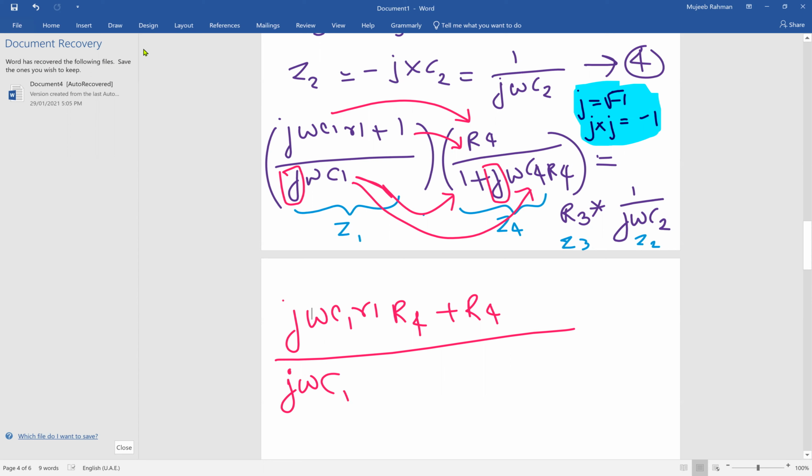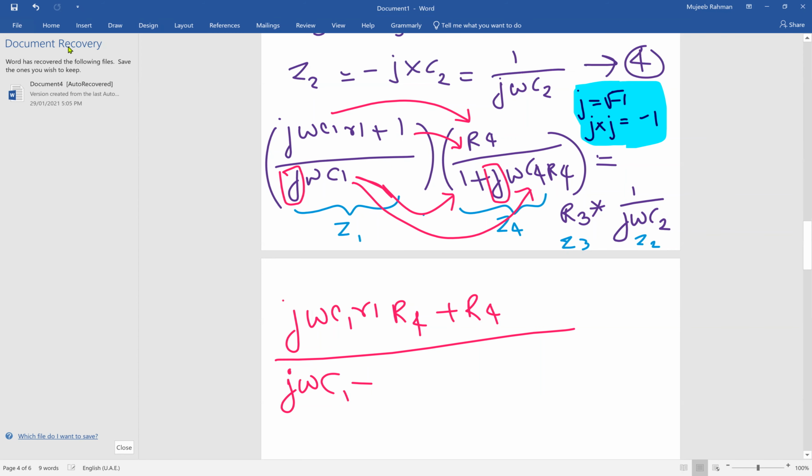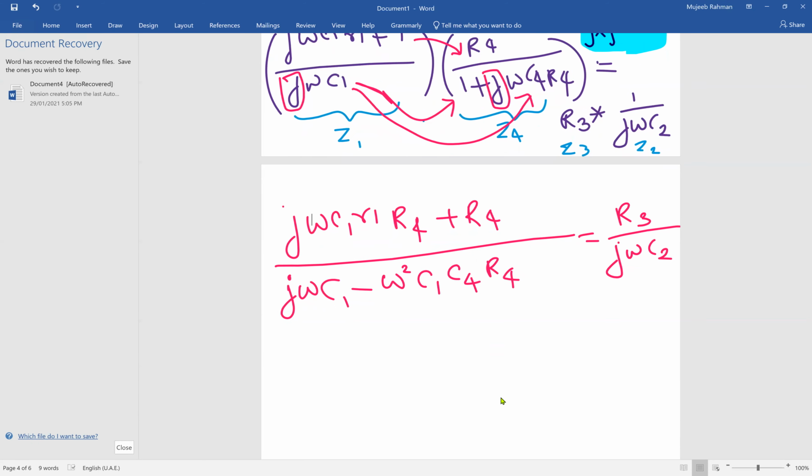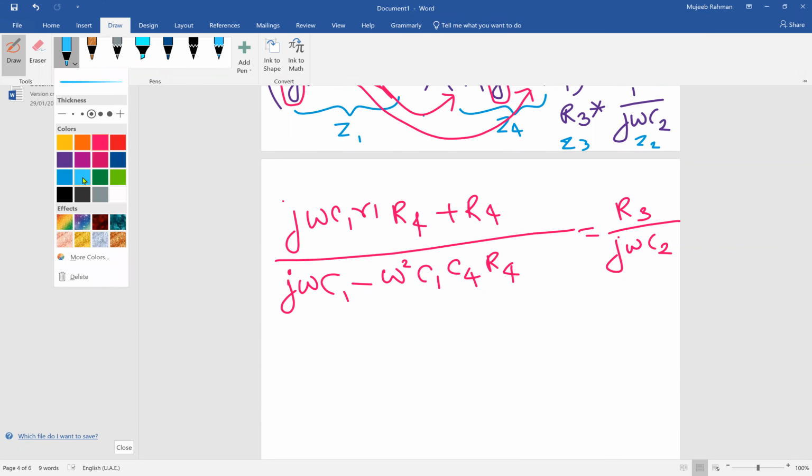So j times j is equal to root of minus 1, so j into j becomes minus 1. Then we have omega square, C1, C4, and R4 as well. That is equal to the right hand side, which is R3 divided by j omega C2. Next step is we can cross multiply and simplify further.